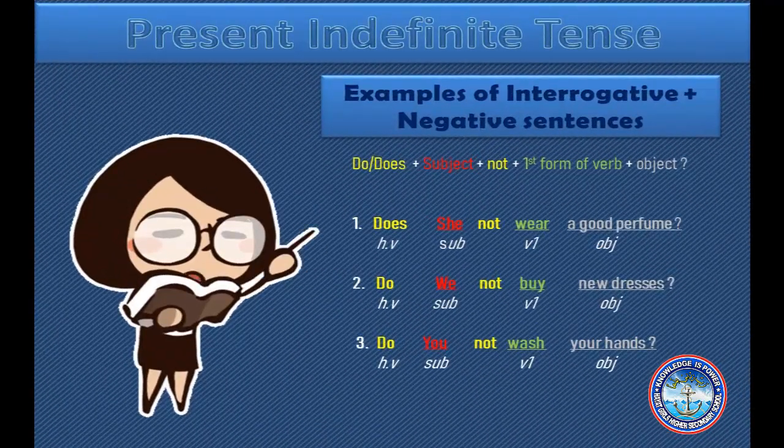Okay, now let's make both the sentences together, negative plus interrogative sentences. Does she not wear a good perfume? Everything will be the same. We are just going to add not after the subject to make it a negative sentence, and we use does to make it an interrogative sentence. Okay, so the second one is, do we not buy new dresses? Do you not wash your hands?